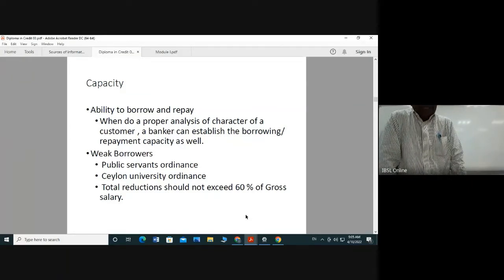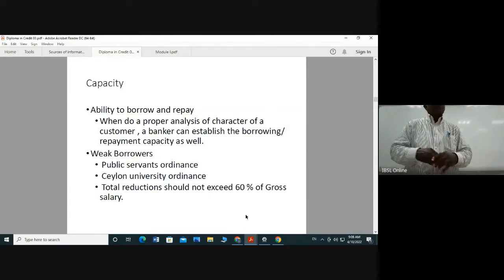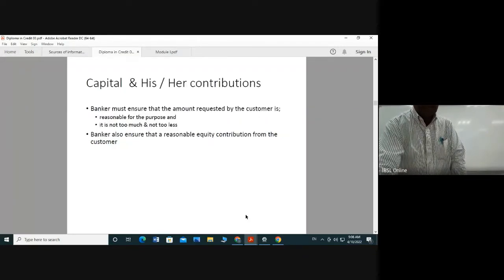If it exceeds and the customer defaults, even if you go to court, you won't be successful. Because of that, you must see that the total deduction is below 60% of the gross salary if you are recovering the loan through the pay sheet. But now, of course, what we are doing is asking the customer to remit the salary to his account and then we recover it. Then capital and its contribution we have also discussed.